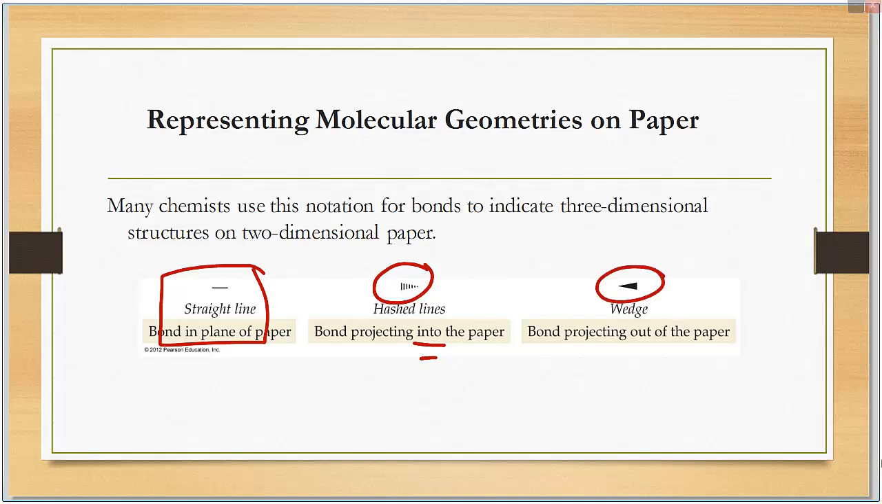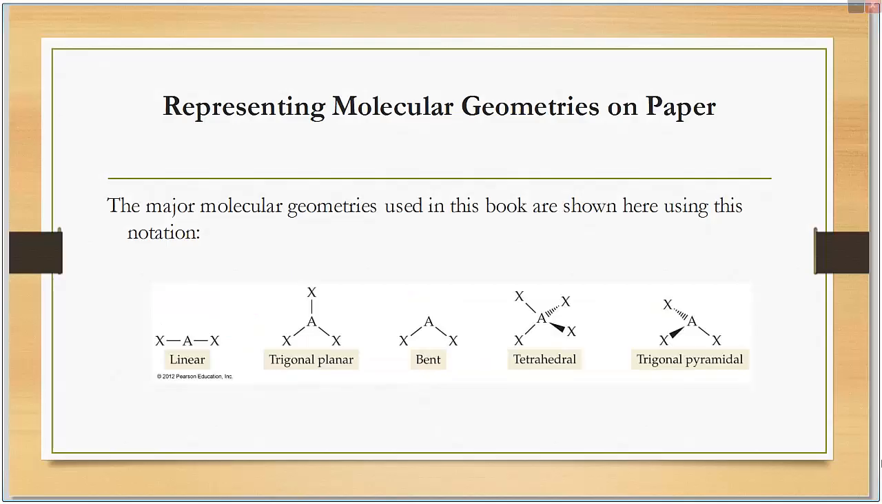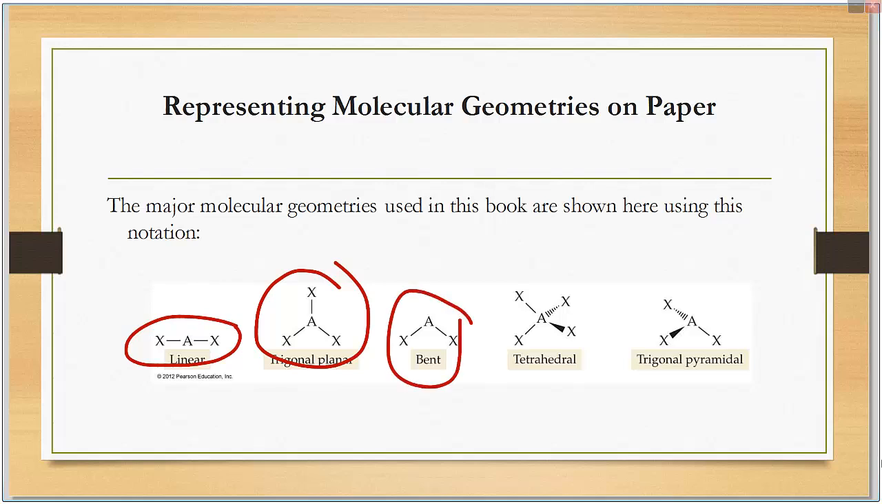The major molecular geometries used in our book are shown here using this notation. Linear, they're both on the page. Trigonal planar, they're both on the page. Bent, they're both on the page. It's tetrahedral and trigonal pyramidal that are actually going to be an issue.